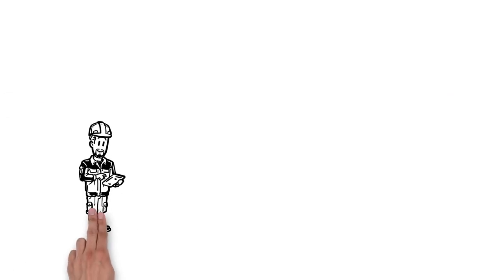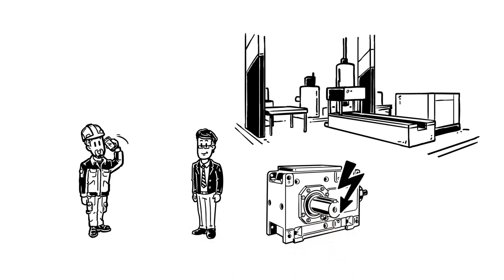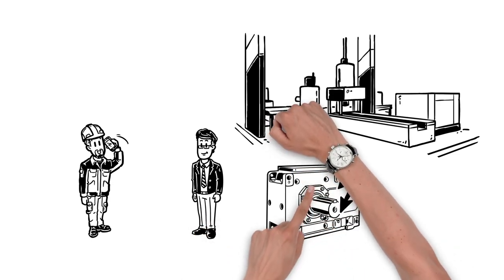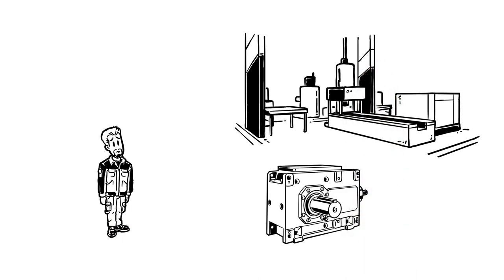This is Dan. He works as a service engineer for a Flender customer. Today, he's talking to his site manager, John, about a problem at John's factory. A gear unit has stopped running, and every second of downtime is costing John money. Dan needs to find a solution to John's problem quickly.